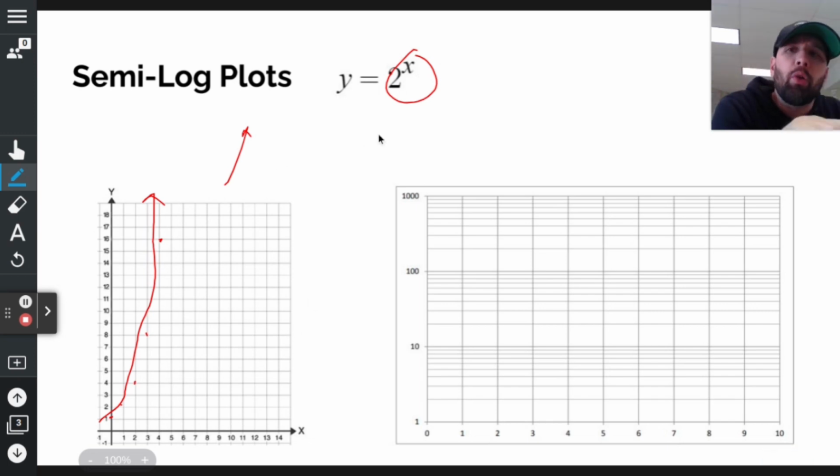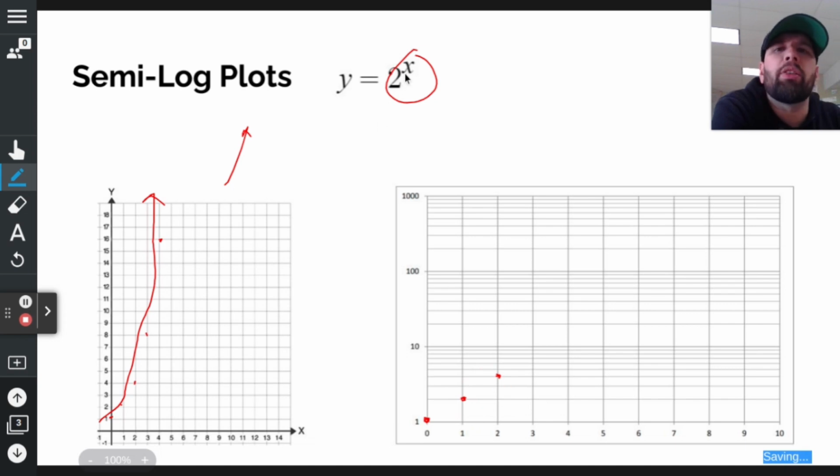Now, if I were to graph this on a semi-log plot, you might be looking at that and saying, what the heck? What are all these little lines scooched next to each other? You'll see. If I plug in 0, I get 2 to the 0th power, which is 1. If I plug in 1, I get 2 to the 1st, which is 2, that guy. If I plug in 2, I get 2 to the 2nd, which is 4.